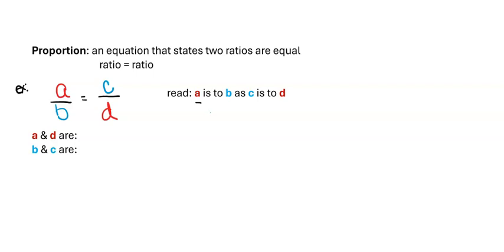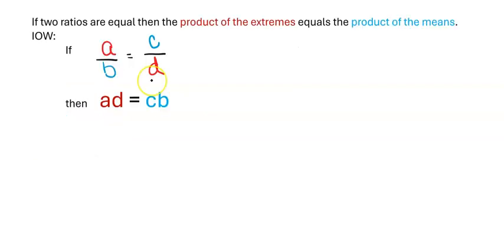Now the red numbers, A and D, are called the extremes of the proportion. They are the first number of the first ratio and the last number of the last ratio. And the blue numbers, B and C, the ones in the middle, are called the means. Think of the average as being in the middle, and mean means average. So we've got extremes and means. If you've been told to solve a proportion using extremes and means, this is what it's talking about. And I'm going to show you how it works.